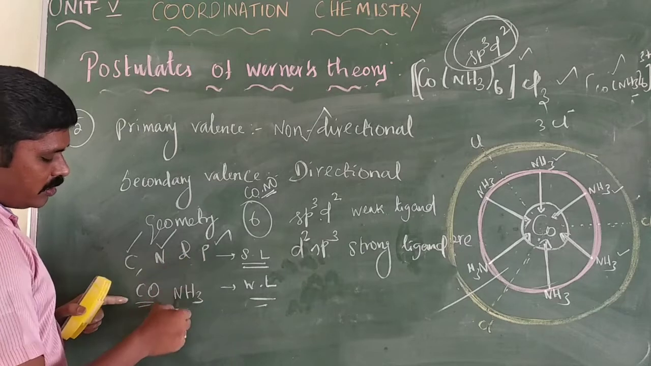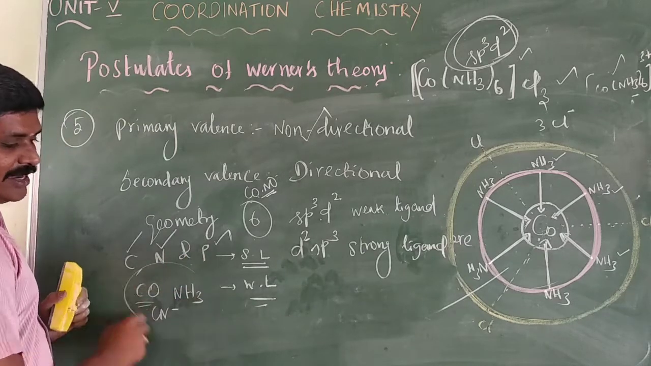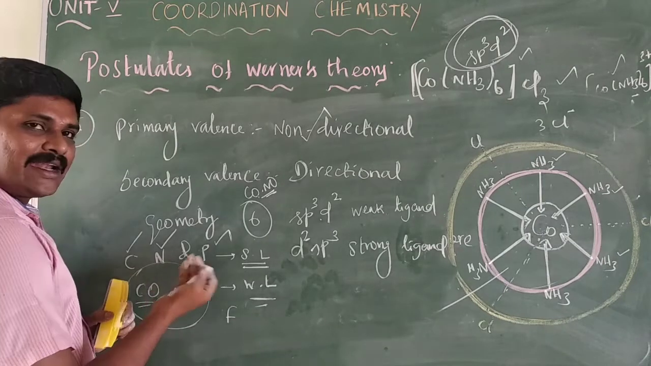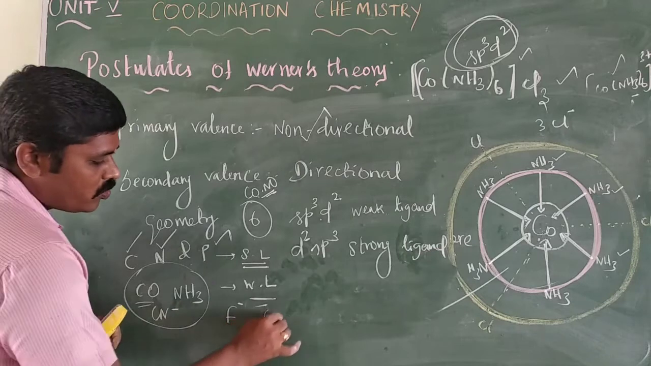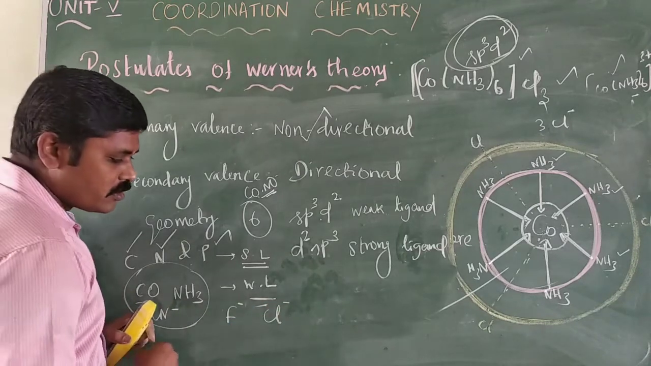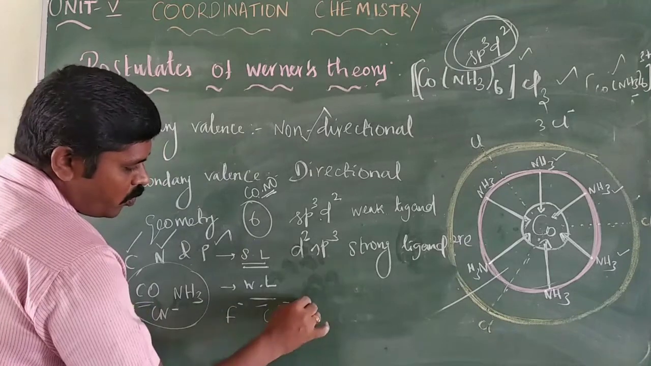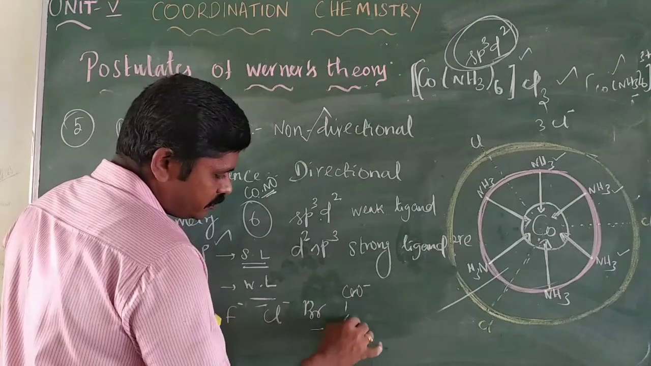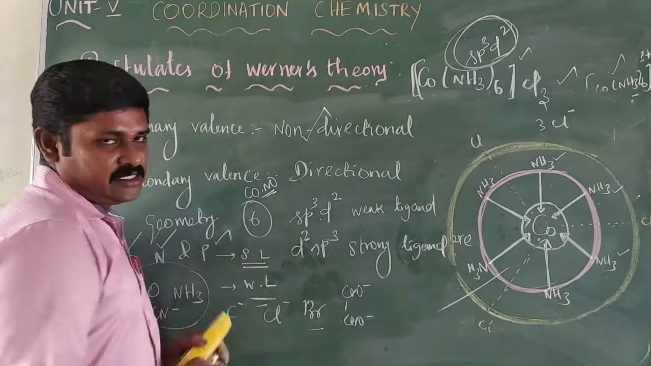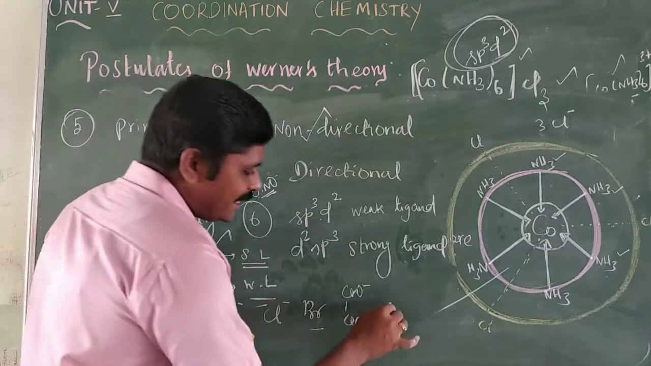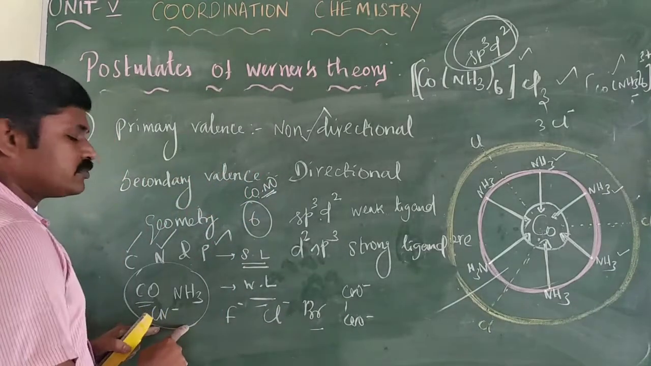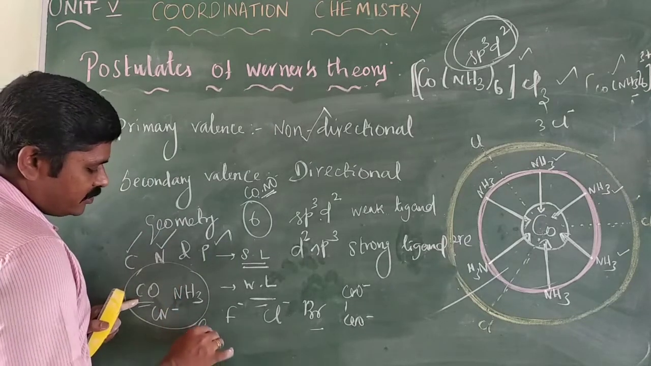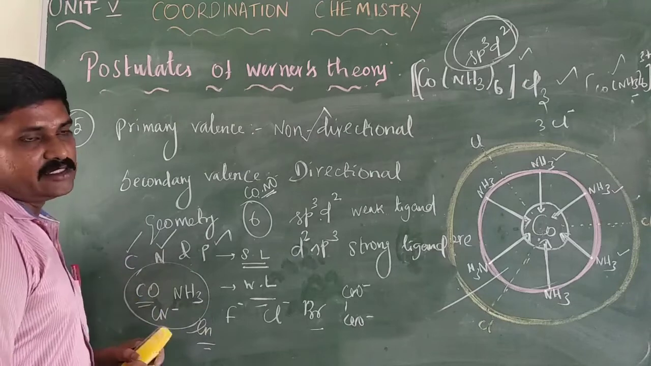A weak field ligand does not contain the donor atoms carbon, nitrogen or phosphorus. Fluorido, chlorido, bromido, and oxalato, with donor atom oxygen, are weak field ligands. Ethylene diamine, en, is a strong field ligand, with donor atom nitrogen.